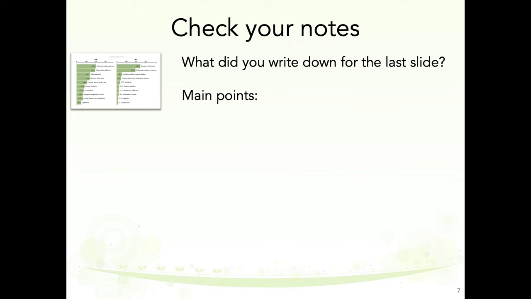So I just want you to look at your notes from the last slide real quick if you're writing things down. What did you write down? Just take 10 seconds to look at your notes from the last slide as a way to practice note-taking.